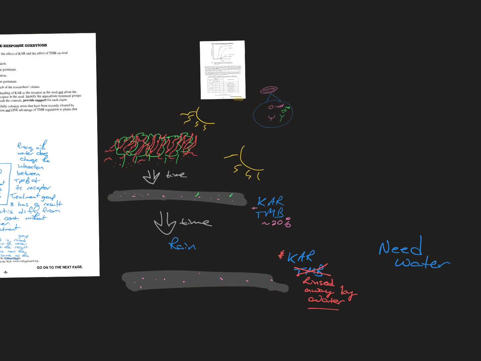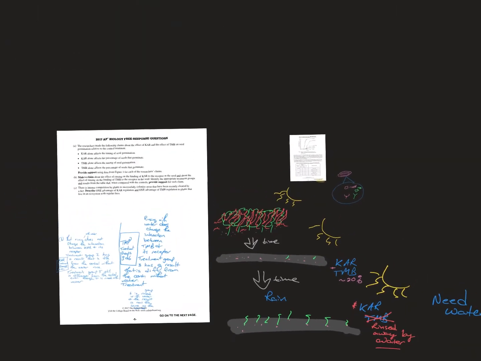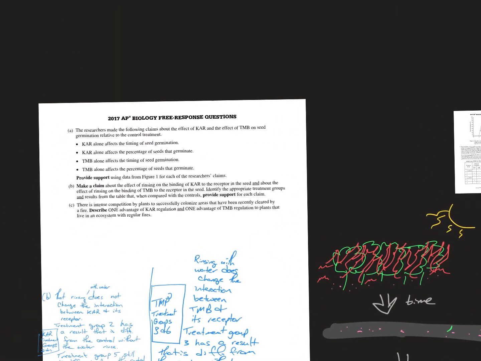And so now you're going to get 90% of these starting to grow because you have the perfect conditions for growth. You have water, you have the sun, you have nutrient-rich soil. So you have everything it needs, because there's rain, because there's water, because TMB rinses away after rain. So there's intense competition of plants to successfully colonize an area that had been recently cleared by fire.